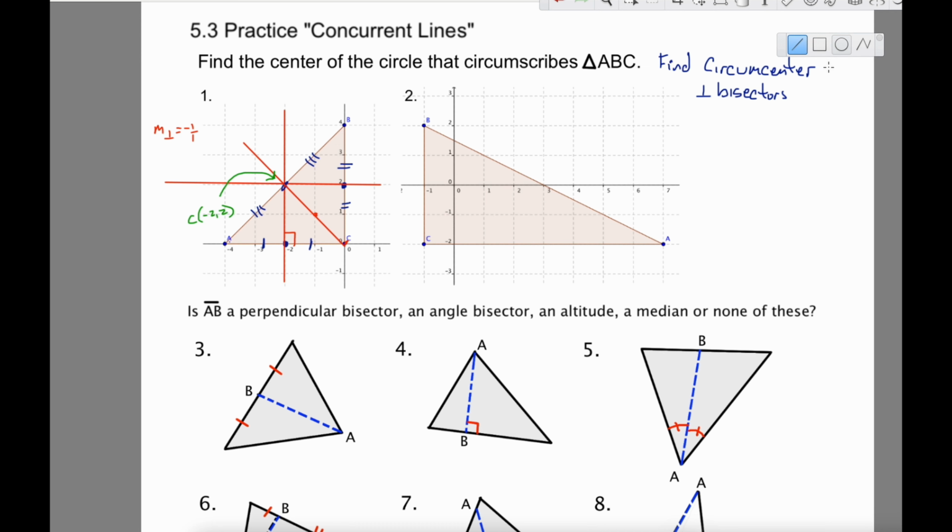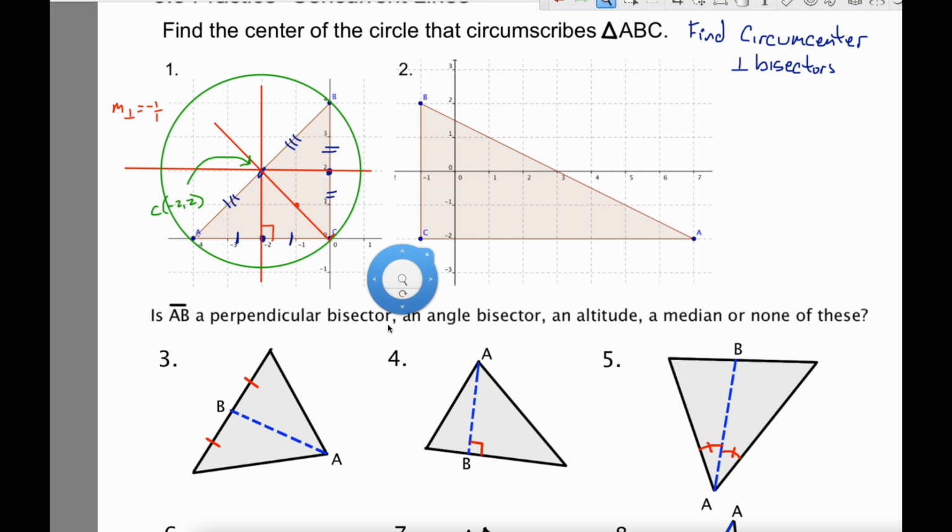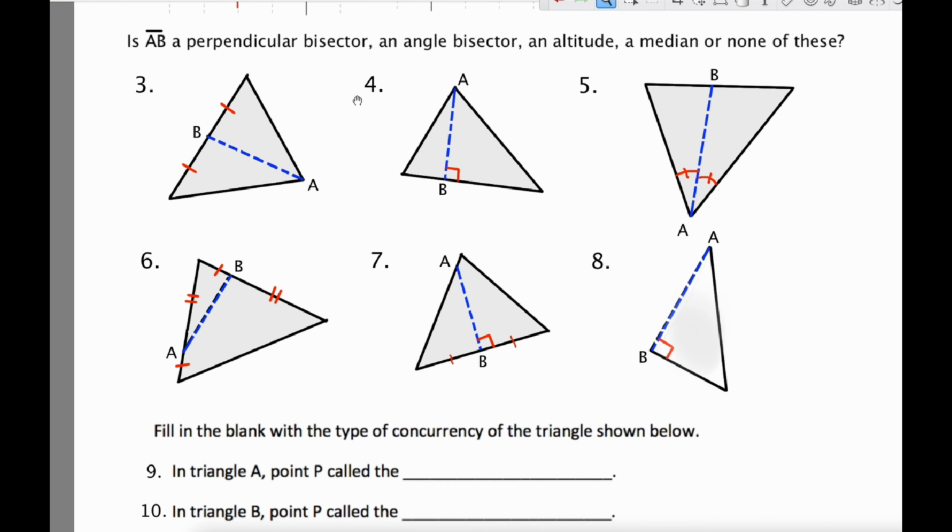And we could put a circle here. We could circumscribe a circle from that circumcenter right there. Okay. Number 2 is the same. I'll leave you to figure that one out. Find the midpoints, the perpendicular lines, and then the intersection where they all meet. And let's just run through these real quick.